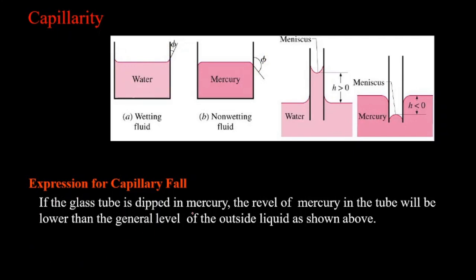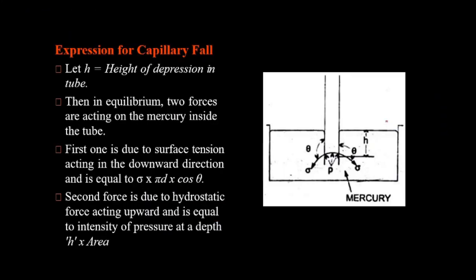If the glass tube is dipped in mercury, the level of mercury in the tube will be lower than the general level. This is the general level; the level of the capillary depression will be less than the general level of the mercury, as shown in the figure. So h is less than zero, some negative value. For that, we will find the expression. Let h be the height of the depression.